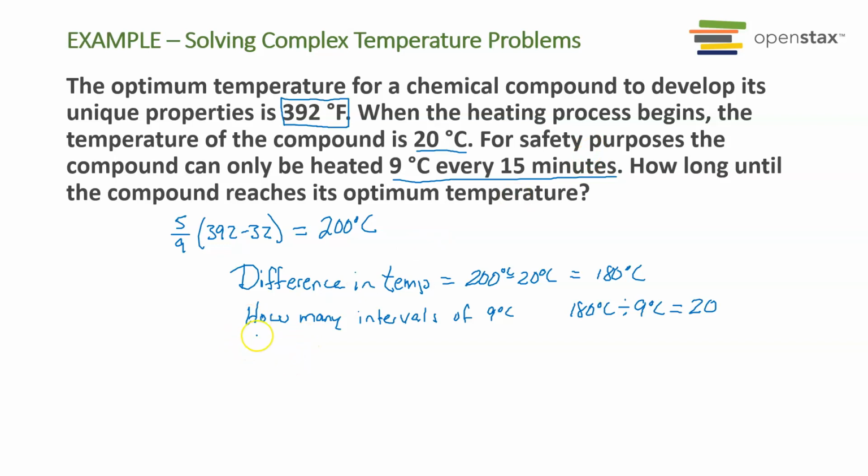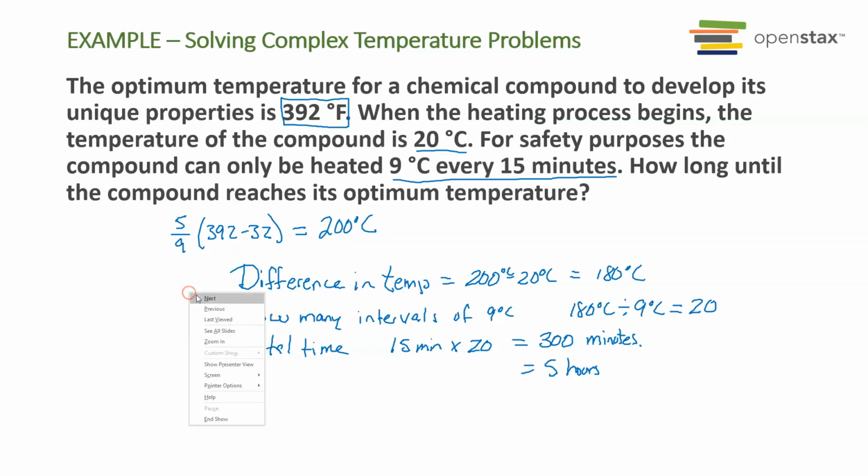So then the total time is going to be 15 minutes times the 20 intervals of 9 degrees Celsius. So that ends up giving us 300 minutes. All right. And we can convert that into hours. If we do 300 divided by 60, then that is 5 hours. So it's going to take quite a while to get that nice and warmed up.